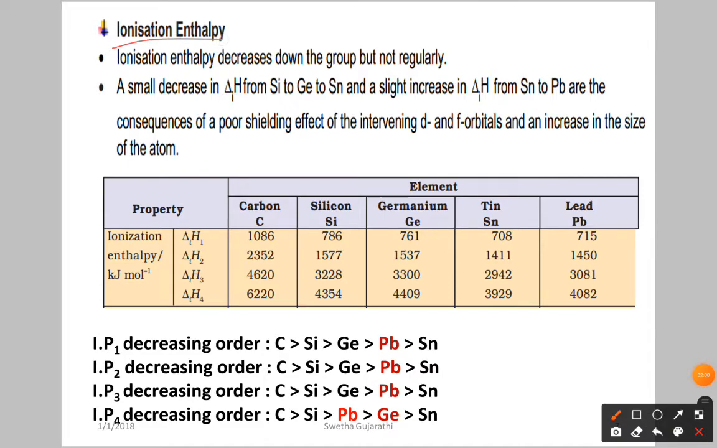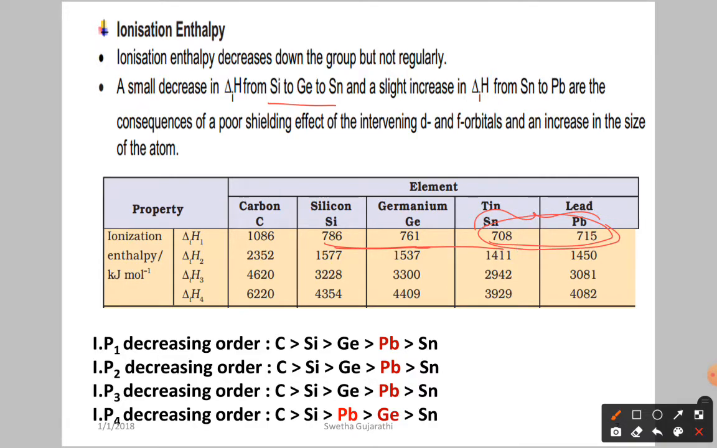Now the ionization enthalpy. Ionization enthalpy decreases down the group but not regularly. There is a small decrease in ionization enthalpy from silicon to germanium and germanium to tin, but from tin to lead there is a slight increase in value.